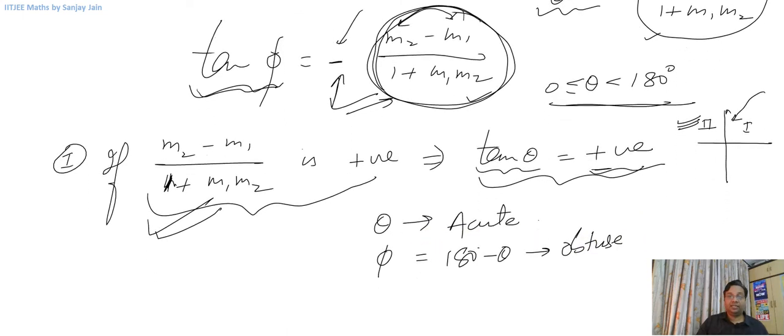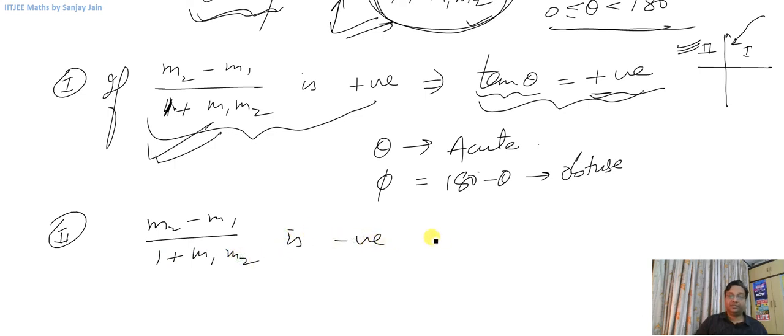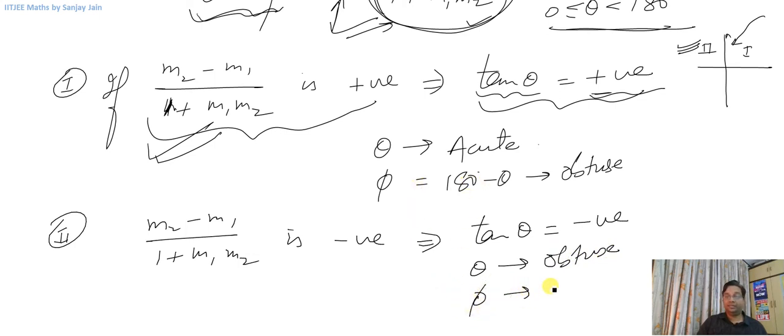Now another case can be when this m2 minus m1 divided by 1 plus m1 m2 is negative. If this is negative, then tan of theta will be negative, hence theta will be obtuse in this case, and phi will definitely be acute in this case. Now this expression is negative in this case.